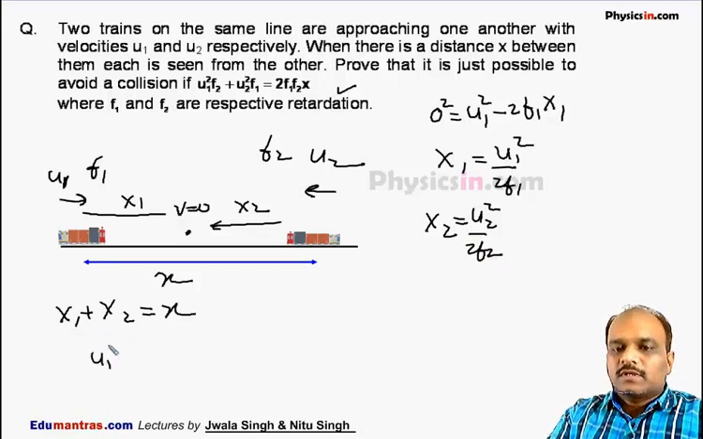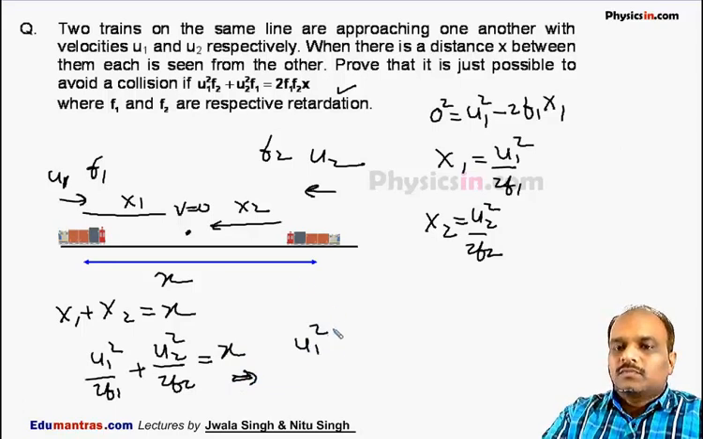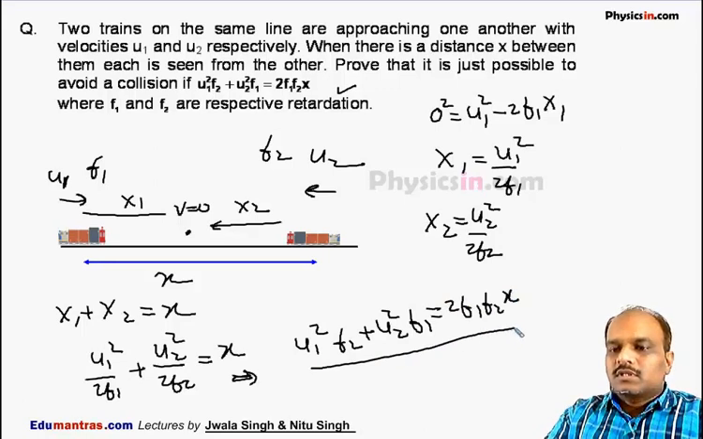So I will substitute the values of x1 and x2 here: u1 square by 2 f1 plus u2 square by 2 f2 is equal to x. So from this expression we can say u1 square into f2 plus u2 square into f1 is equal to 2 f1 f2 into x. So this is the condition for no collision.